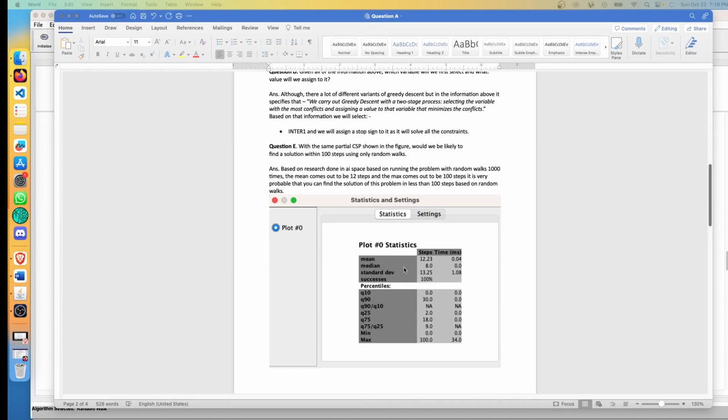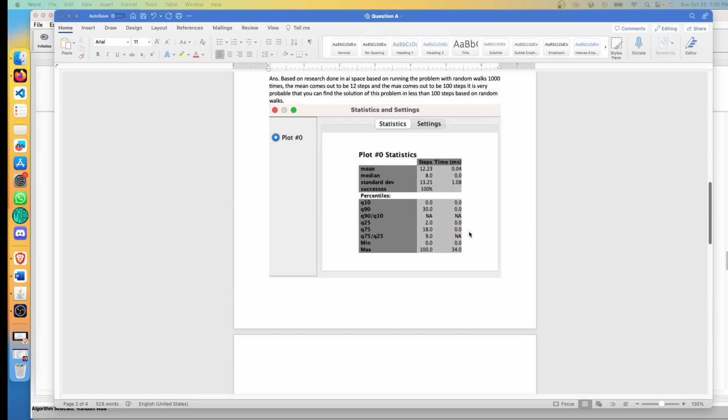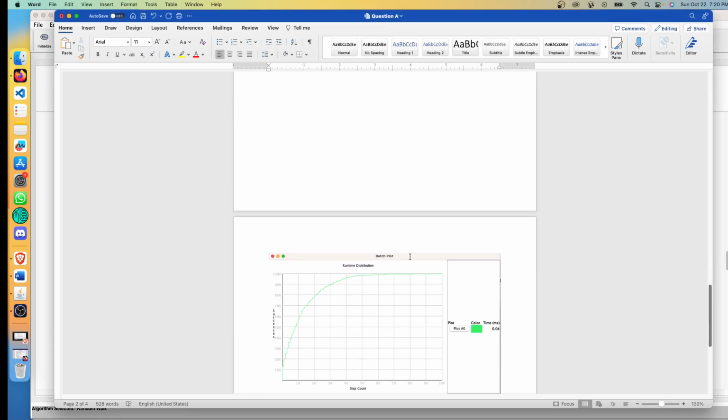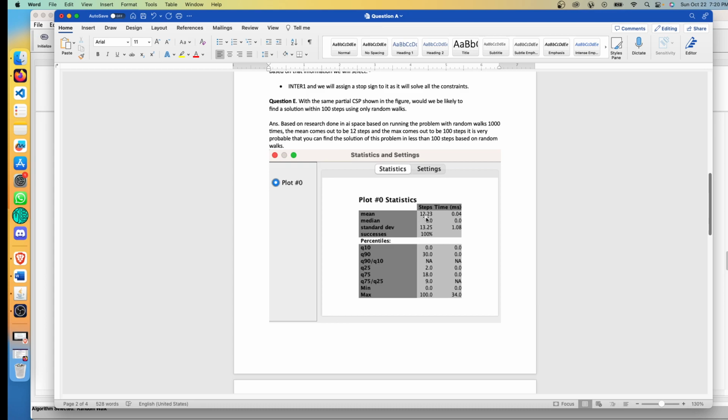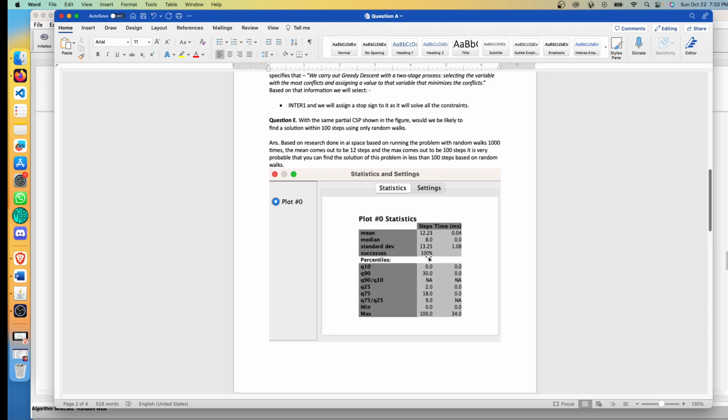And the final question is that in the partial CSP figure given to us, are we likely to find a solution within 100 steps? So as you can see, based on my research, using a thousand random walks with a limit of 1,000 steps, I only came out to be 100 steps only one time. The mean is near 12 steps, and it gives us a 90% probability that we'll find the solution within 30 steps.